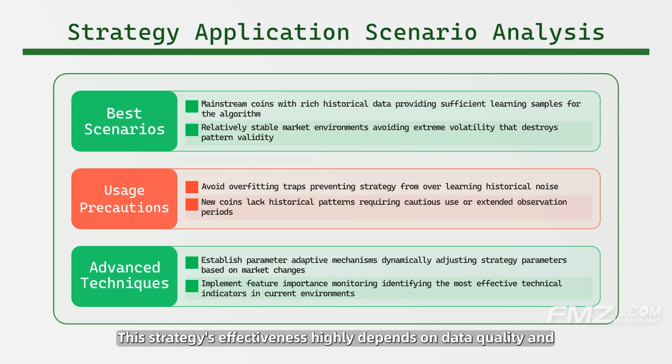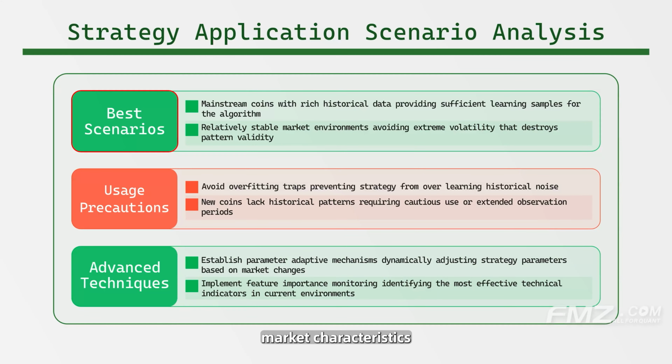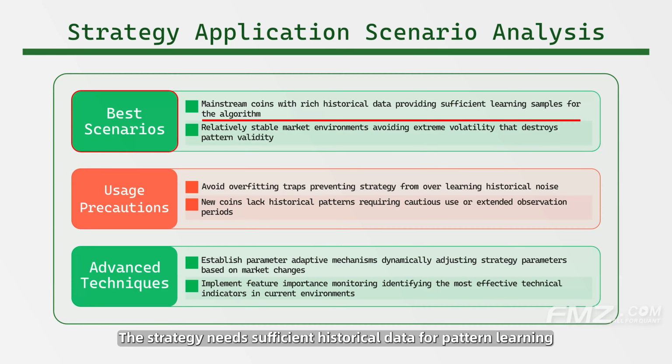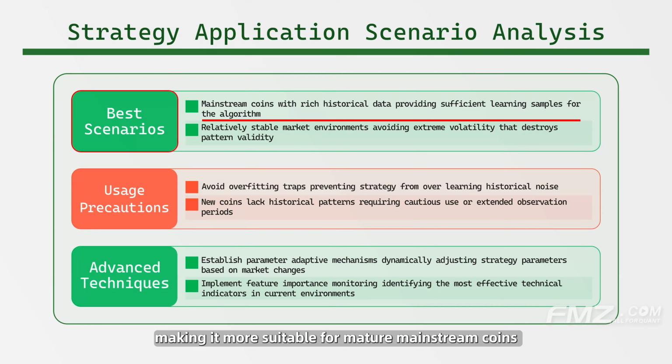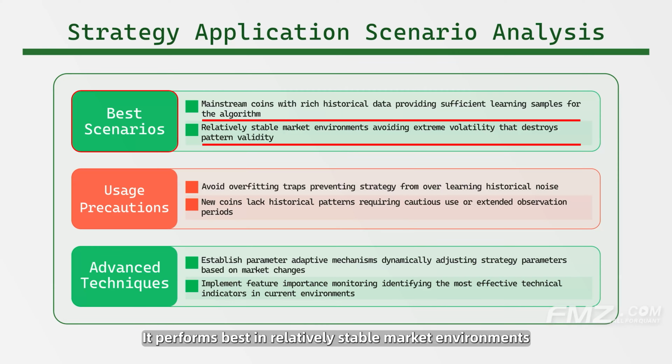This strategy's effectiveness highly depends on data quality and market characteristics. The strategy needs sufficient historical data for pattern learning, making it more suitable for mature mainstream coins rather than newly listed tokens. It performs best in relatively stable market environments, as extreme volatility destroys historical pattern validity.